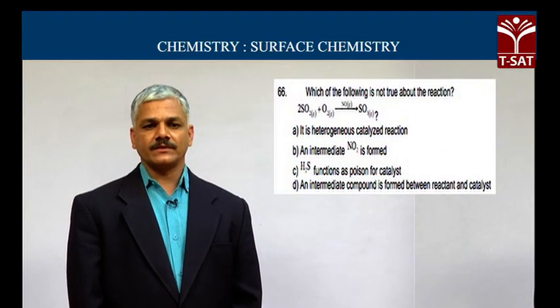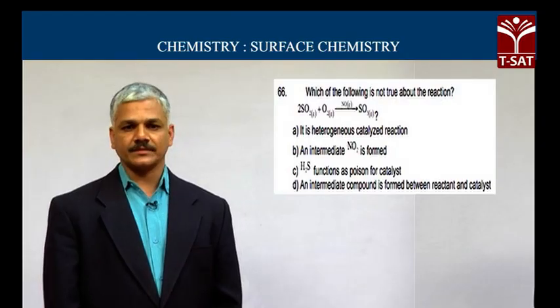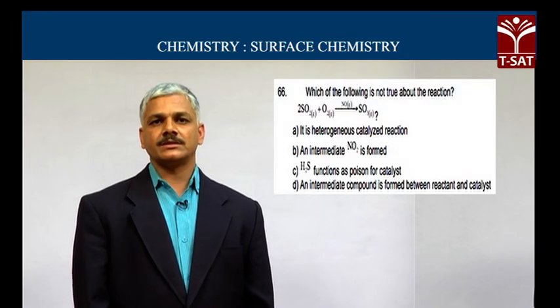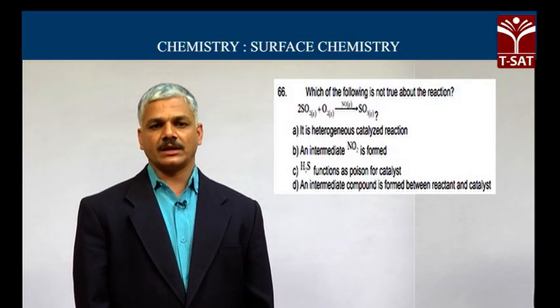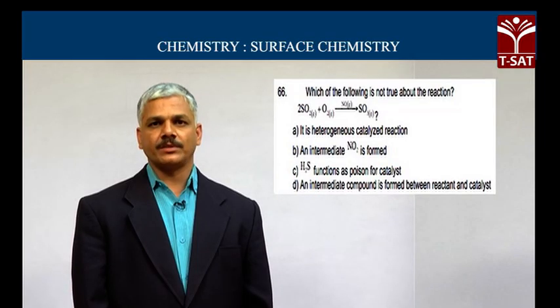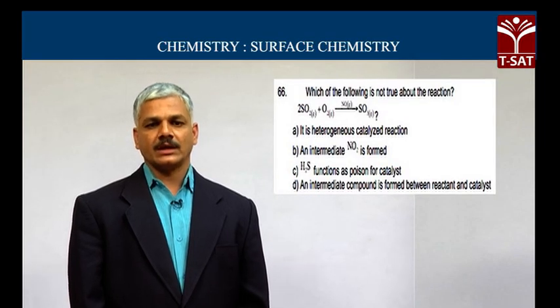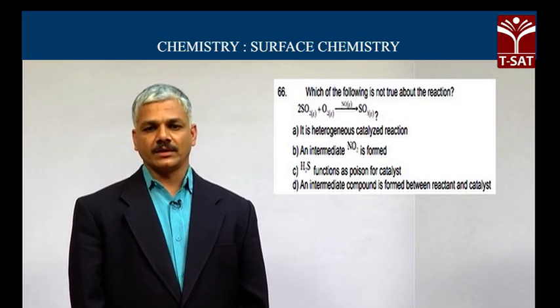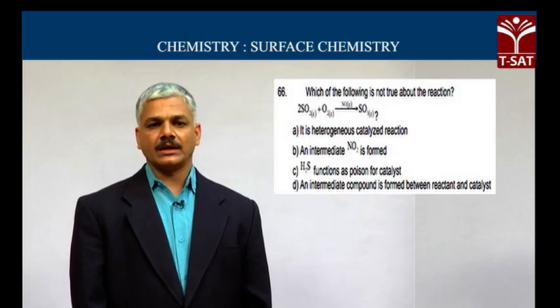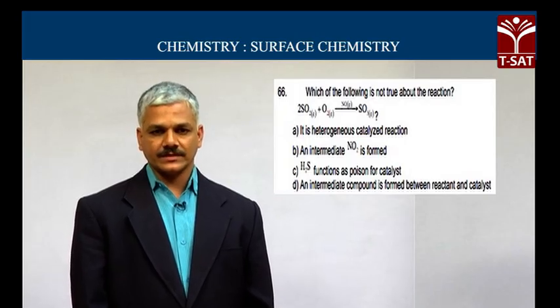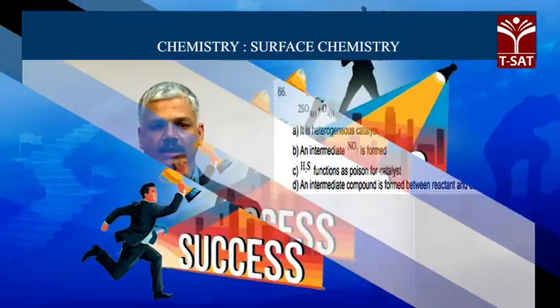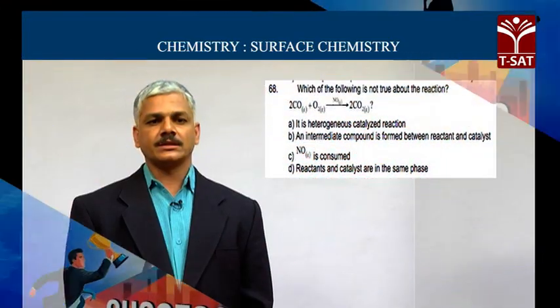66. Which of the following is not true about the reaction? Given options are: it is a heterogeneous catalyzed reaction; an intermediate NO2 is formed; H2S functions as a poison for catalyst; an intermediate compound is formed between a reactant and a catalyst. Correct option is A.